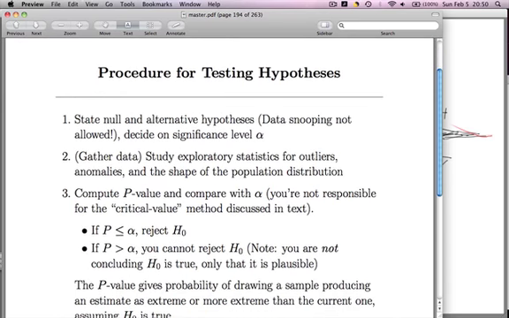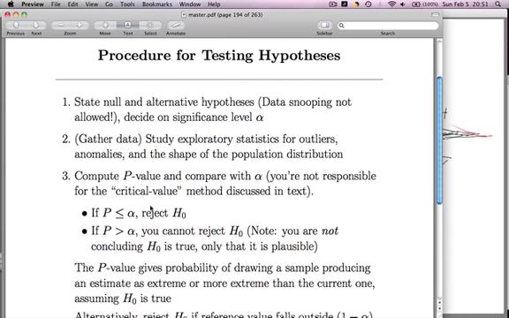Here's the general procedure for testing a hypothesis. So you want to state your null and alternative, and then you gather your data. This is the traditional scientific approach. You have a hypothesis, you state that hypothesis, then you go gather your data. You go find the p-value, and then it's really very simple.